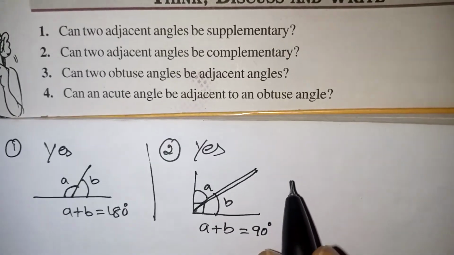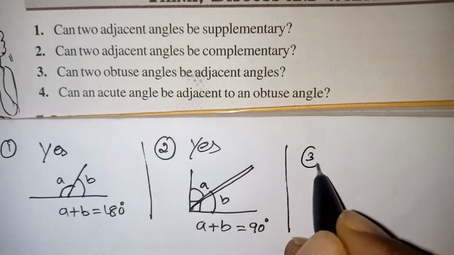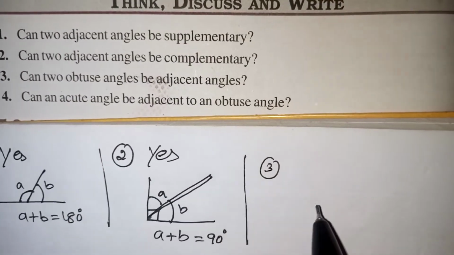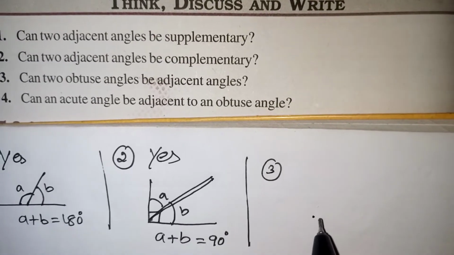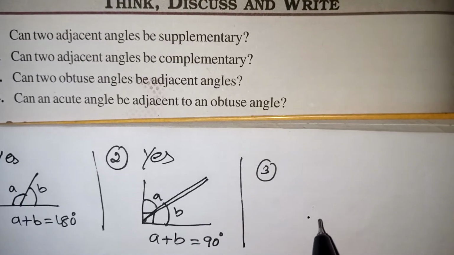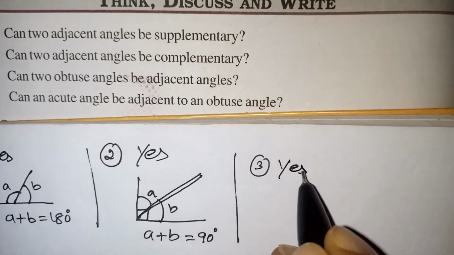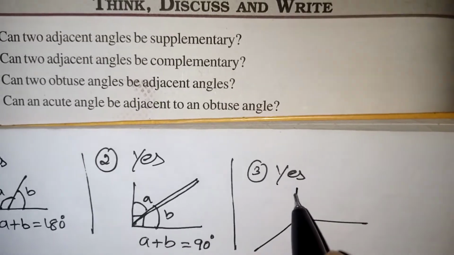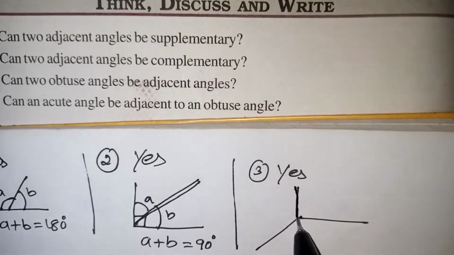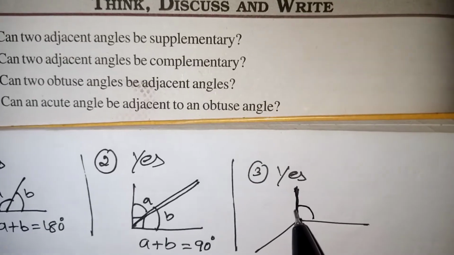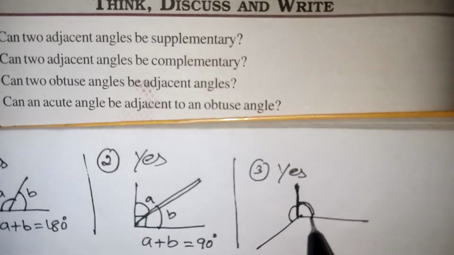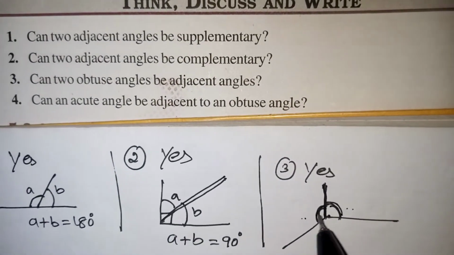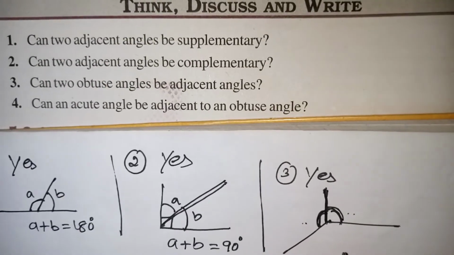Now third one, question number 3. Can two obtuse angles be adjacent? They are asking. Now we are taking two obtuse angles. For example, obtuse is nothing but greater than 90 degrees. So we can take it in this way. Suppose I am taking this angle as some 100 and this as some 120. Both are obtuse angles here. Now both obtuse angles can be adjacent. Both are obtuse angles, both are adjacent. So that also will be yes only.